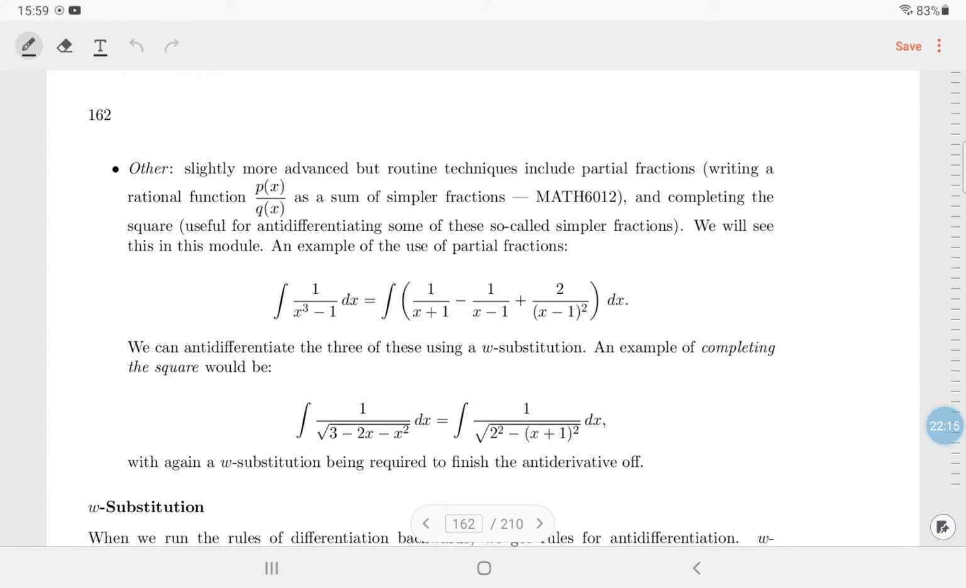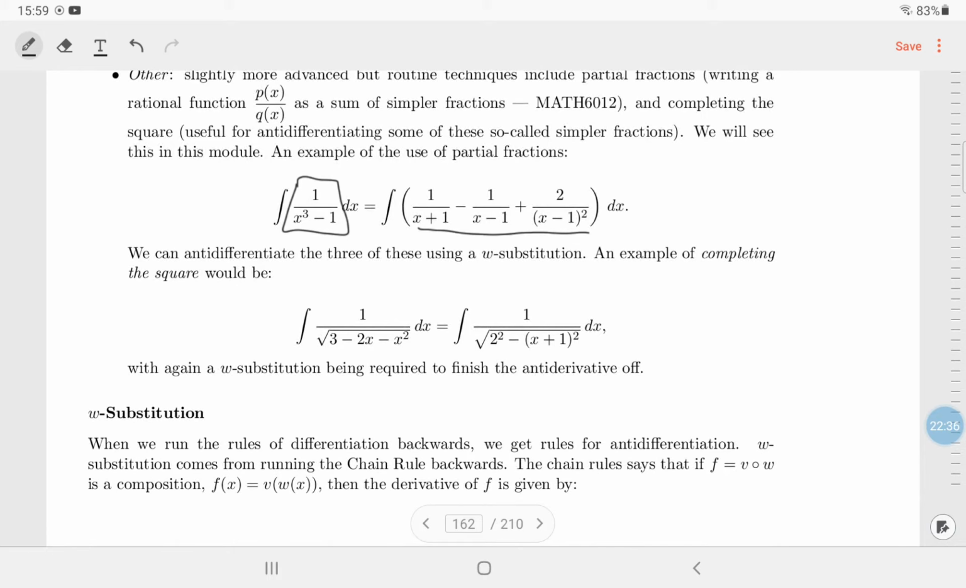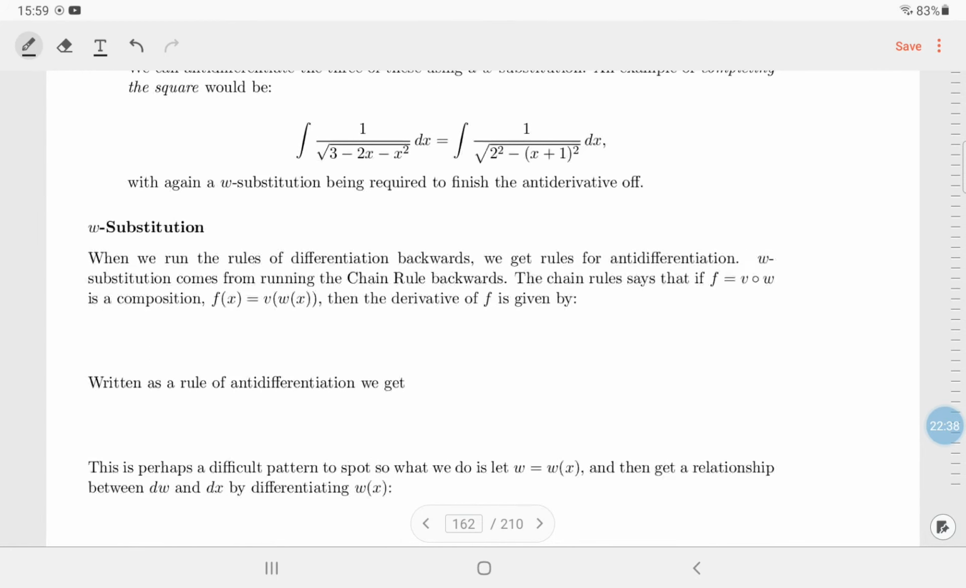Slightly more advanced but routine include partial fractions, which will be important next semester, and completing the square, which we are going to be doing in Math 6040. So an example of partial fractions is to rewrite this complicated thing as a sum of simple things, and that's relatively easy to differentiate. An example of completing the square we'll be looking at later on next week.